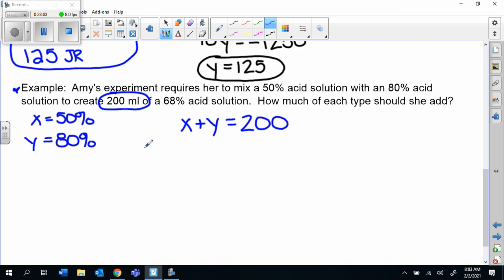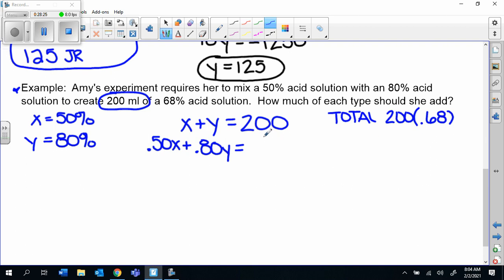The X is a 50% solution. The Y is an 80% solution. And the total 200, the 200 milliliters needs to be at a 68% solution. So this is probably the hardest piece of the whole thing, because you have to remember to multiply those two numbers together. And so we're going to get 136.